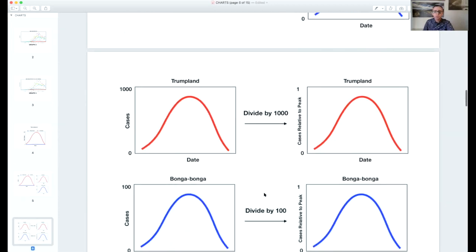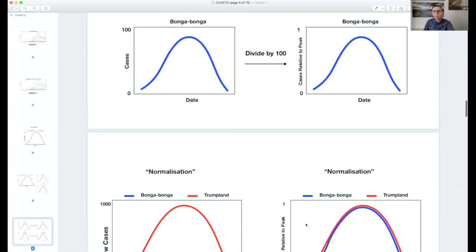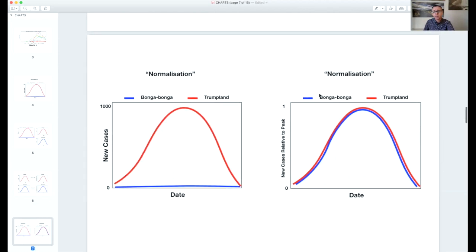If I now do the same thing for Bonga Bongaland, but instead of dividing by 1,000, which was the top point on this axis, I divide by 100, which is the top point on this axis. So if I take each of the data points on my Bonga Bonga curve and divide them by 100, I get the same shaped curve, and again on a scale from 0 to 1 on this vertical axis. And when I've done that, I put them together, I get this graph on the right.